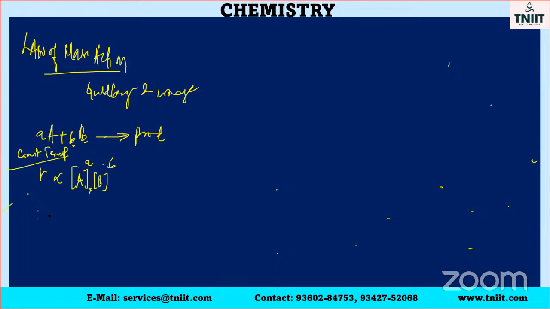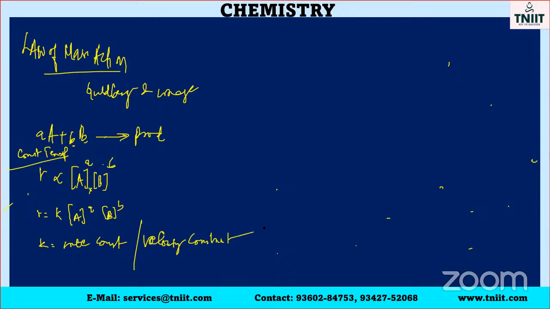Now, if we remove the proportionality sign, we give a proportionality constant K, and that proportionality constant K is called the rate constant, where K is equal to rate constant. It is also called the velocity constant.